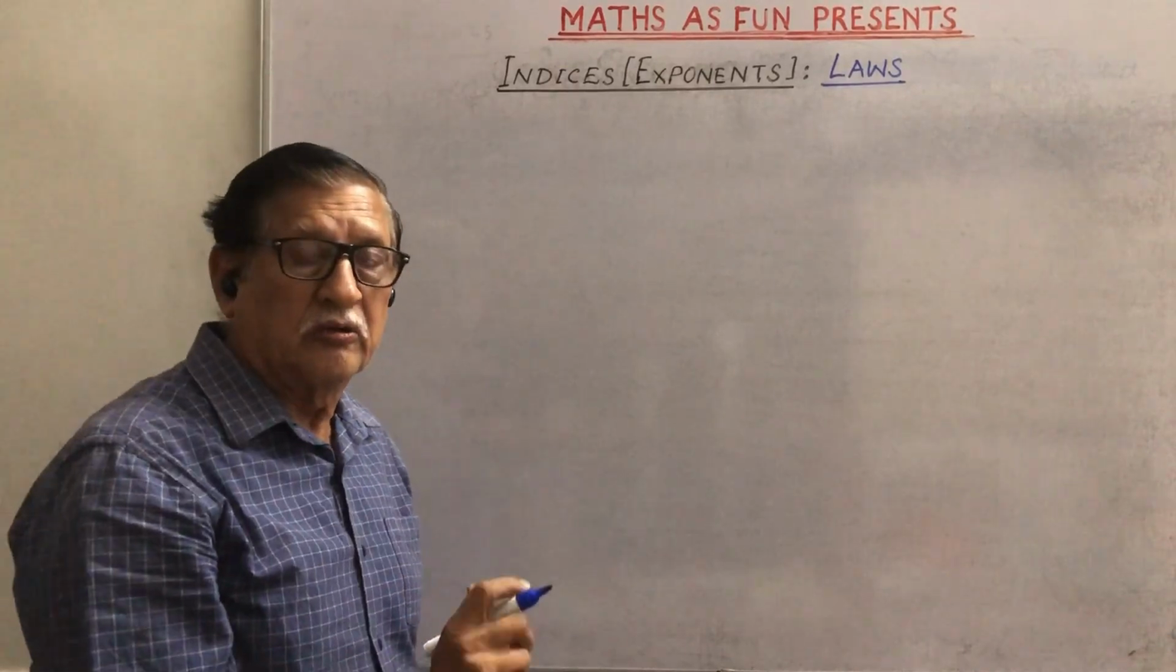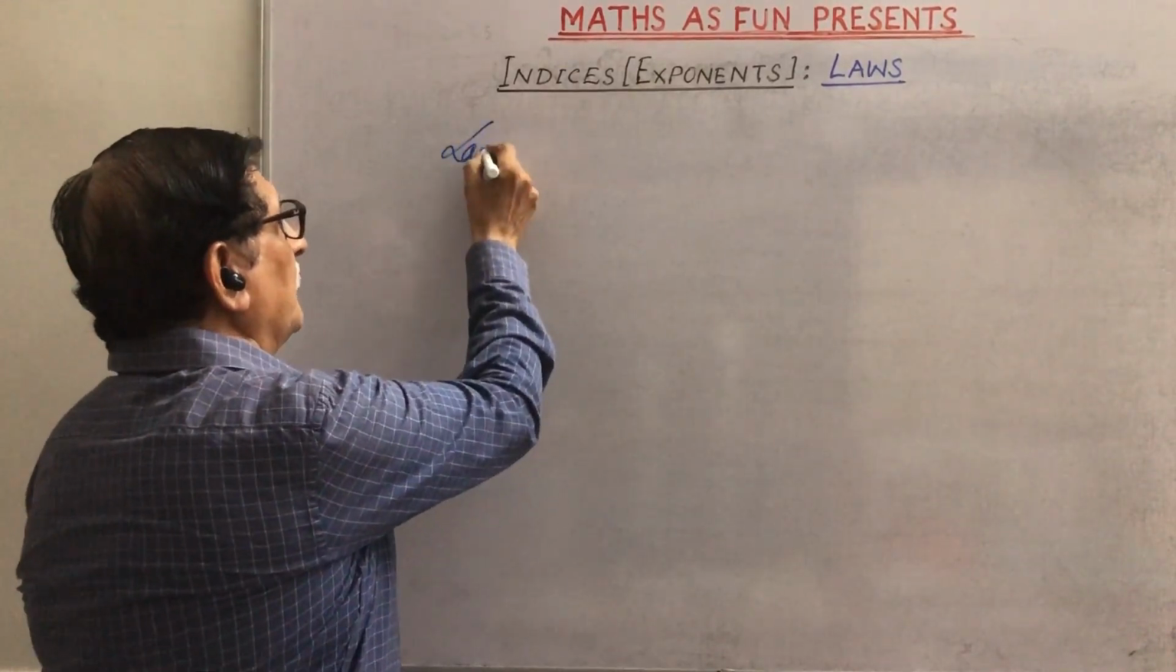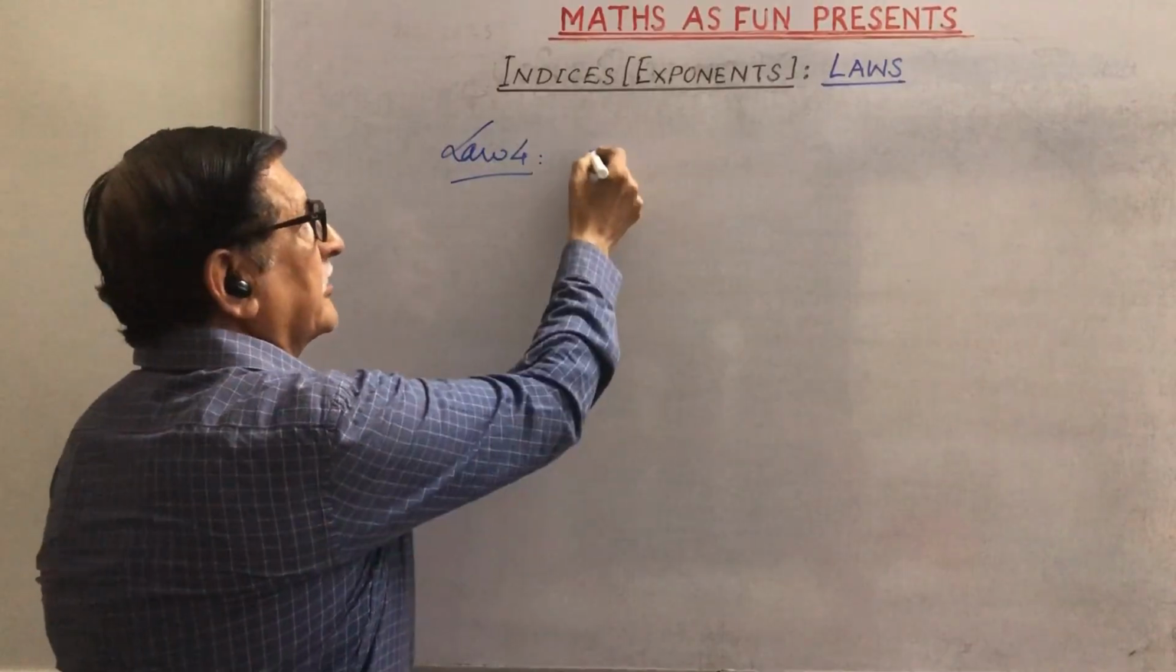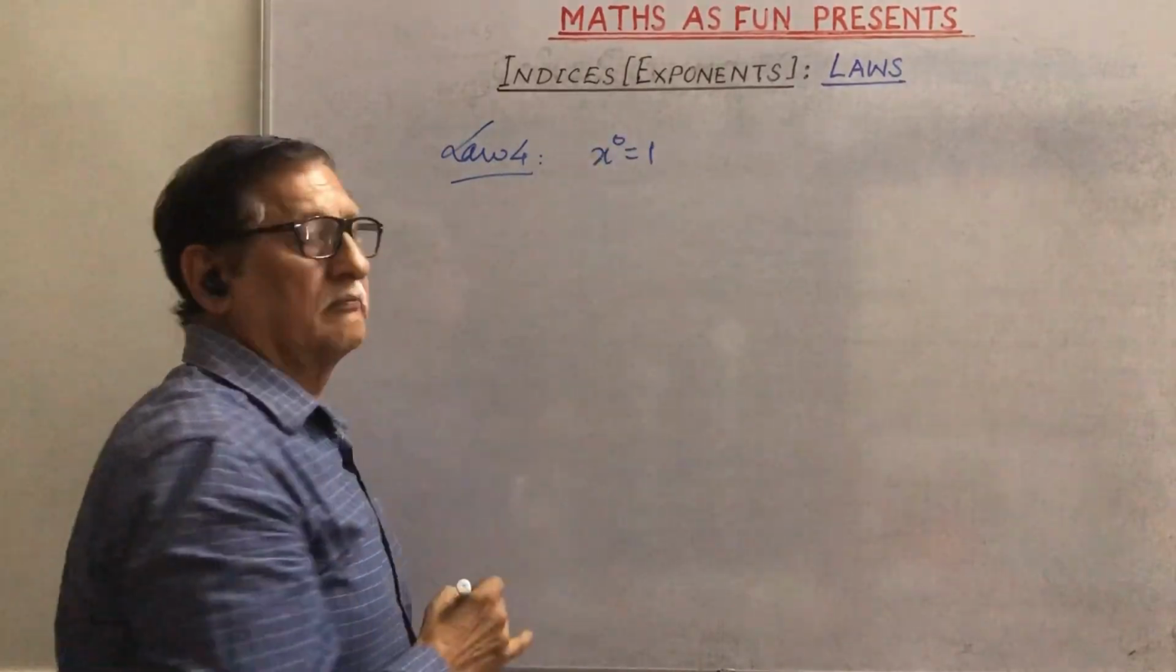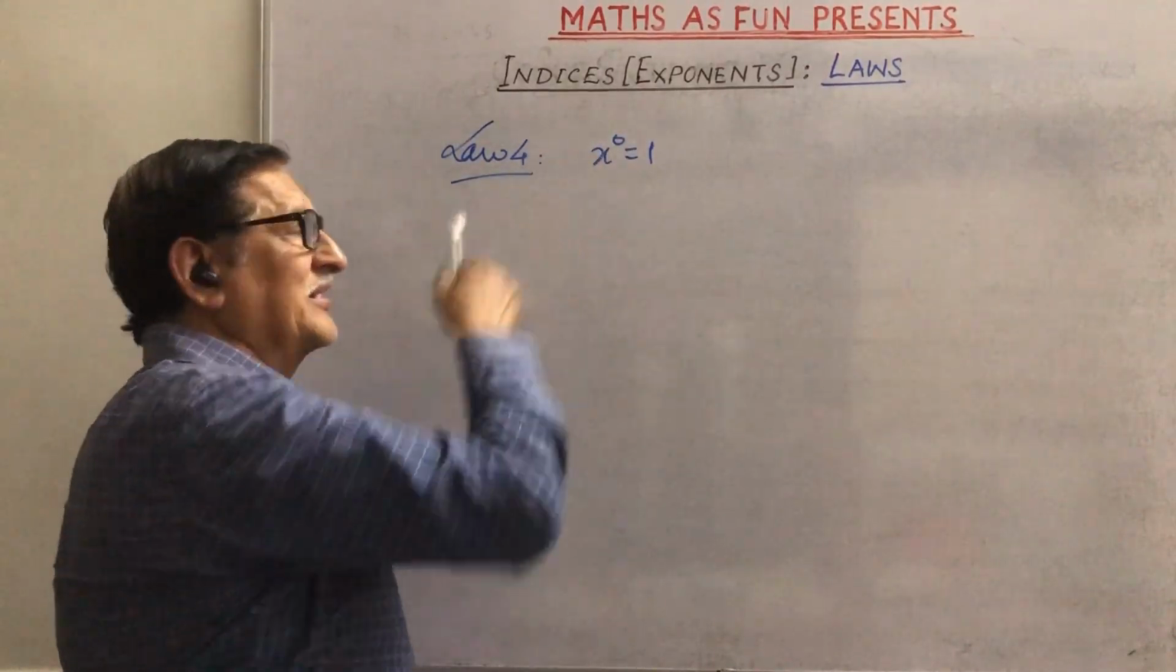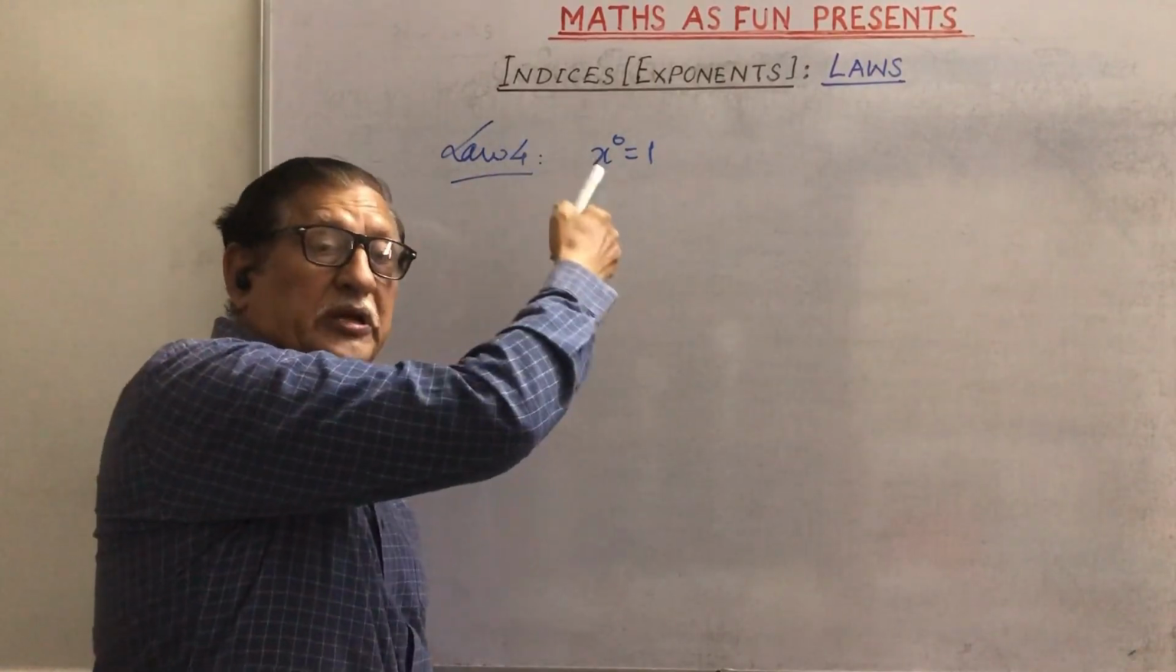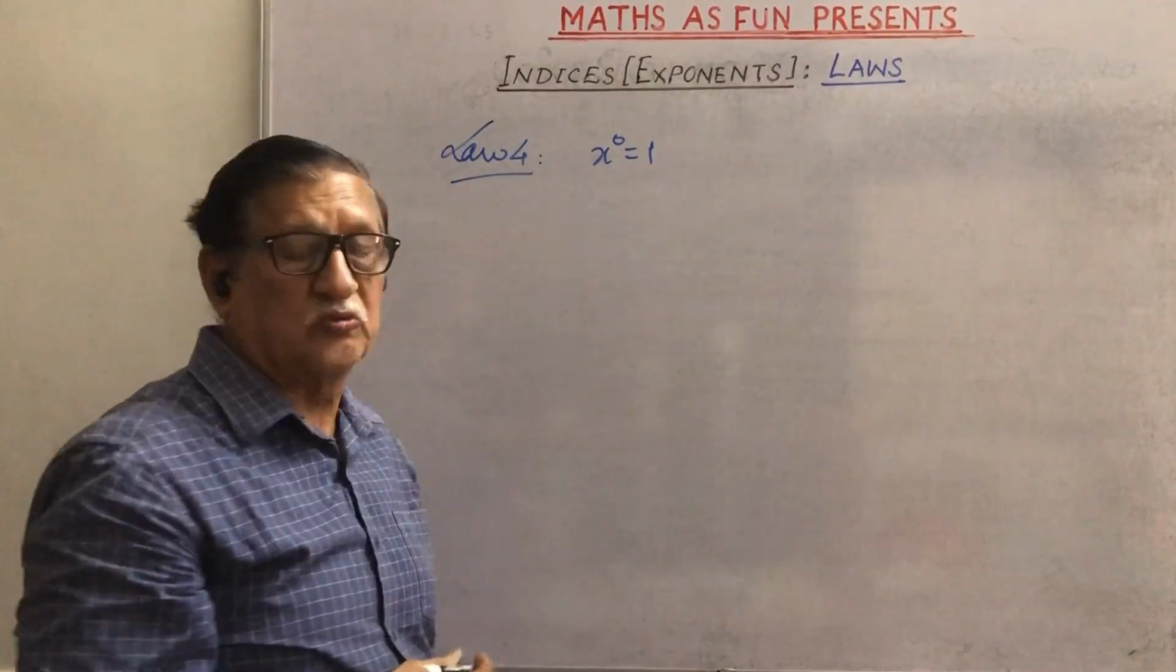Now the next law, fourth law, law 4. It states that x power 0 is 1. It means let it be any base x. If its power or index is 0, then the value of this is 1.